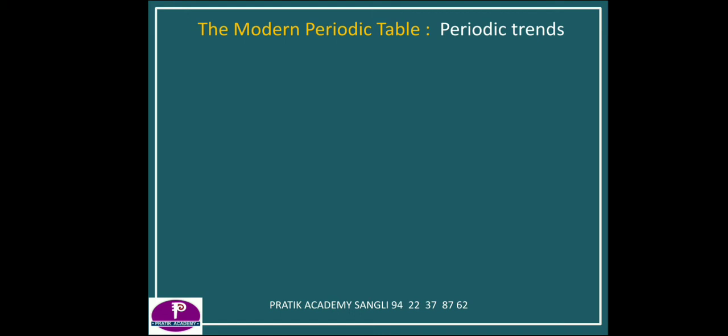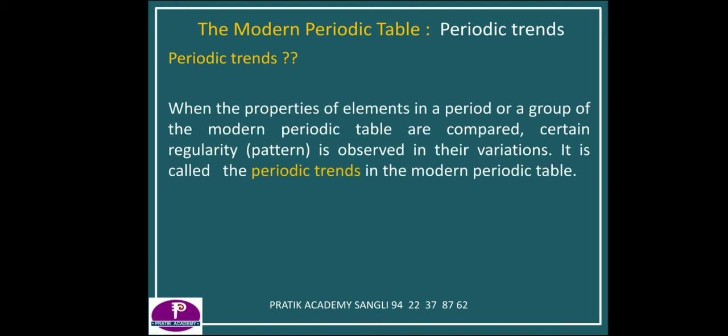So the first question is, what is meant by periodic trends? When scientists studied the properties of different elements in the modern periodic table, they observed some regularity or pattern within the properties of these elements. Okay, this regularity or pattern is called a periodic trend.